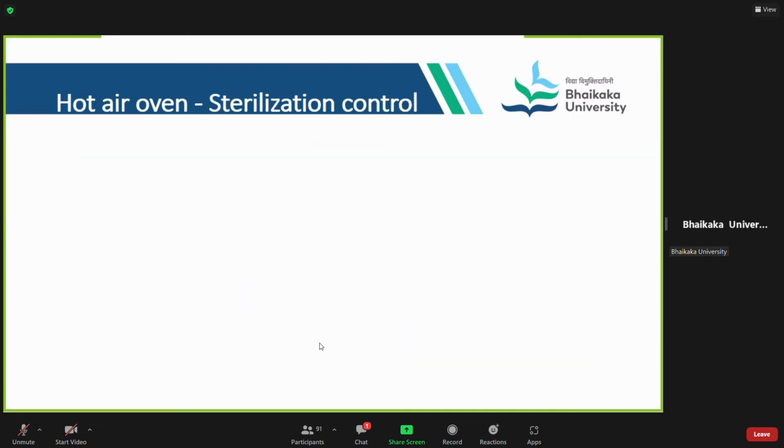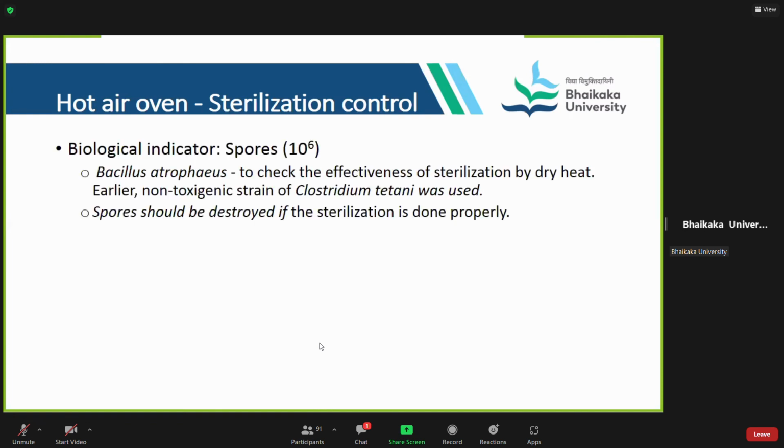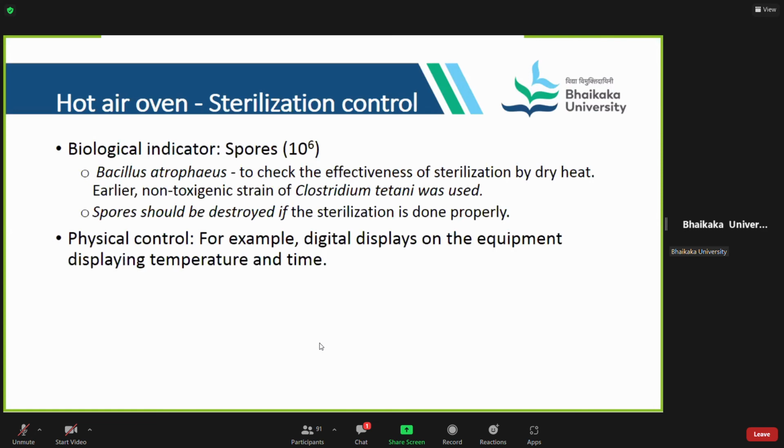To ensure that your material is properly sterilized, you use sterilization control. In sterilization control, you have both biological indicators and the physical control measures. Physical control means you ensure that your temperature is set correctly and you are giving enough time. So your temperature monitoring becomes important, and you have to check that the thermostat is working well. It shows 160 degrees centigrade, which means the temperature inside has to be 160 degrees centigrade. So this has to be done properly by maintaining the equipment.